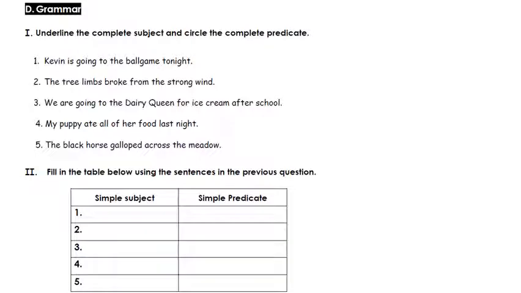Now we move to the grammar. Underline the complete subject and circle the complete predicate. I have to underline the subject and circle the predicate, okay? Complete subject and complete predicate.